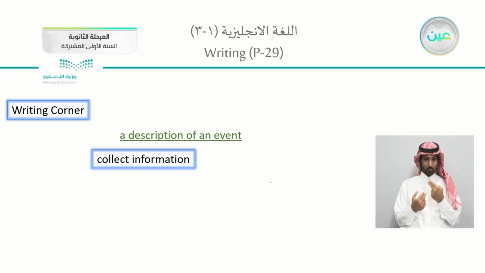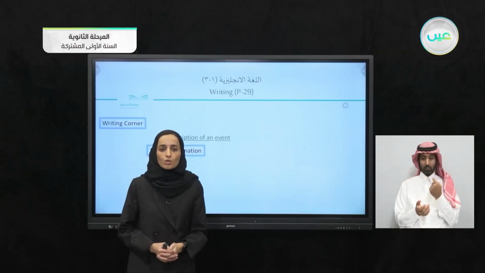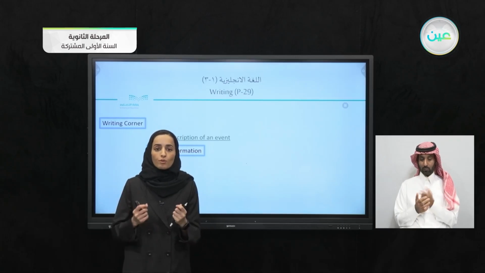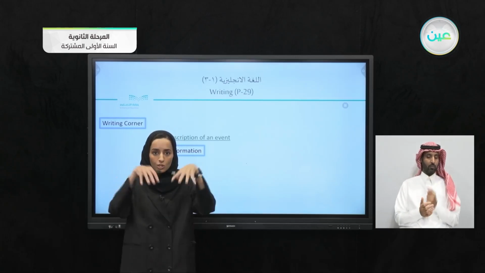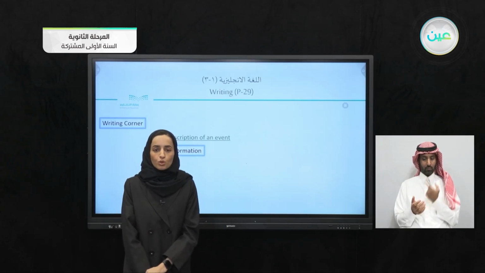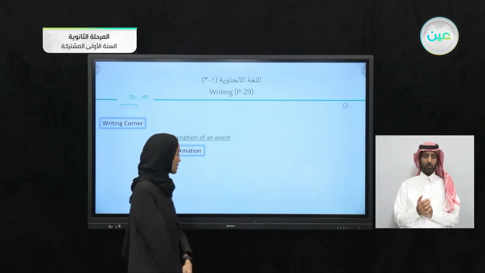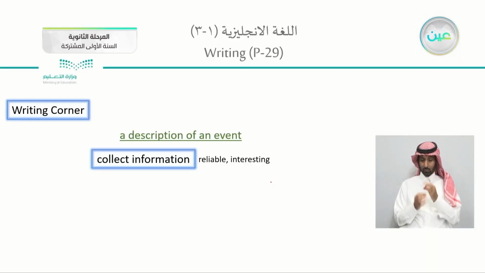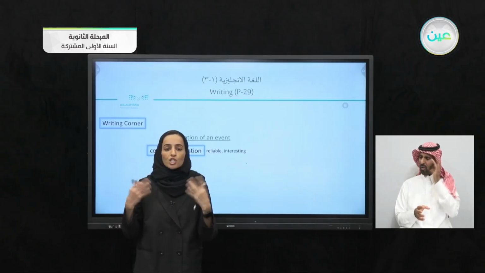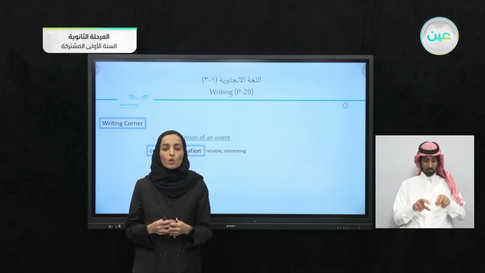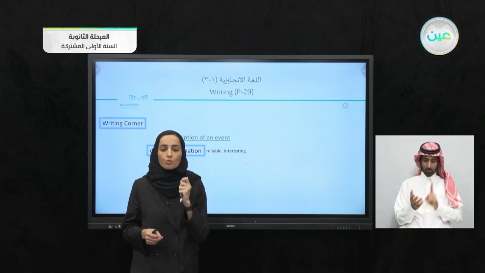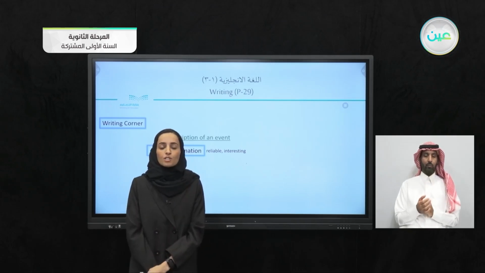When you start collecting or gathering information, whenever you want to start writing, you have to collect information because these are the things that you are about to put into your writing. This information should be reliable and interesting. Reliable, it should be from a reliable source, not from everywhere. You will not just ask anyone or browse the internet and find anything. No, something that is true, that is right. And it should be interesting.